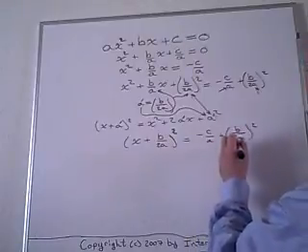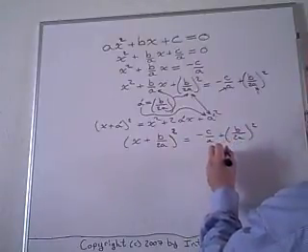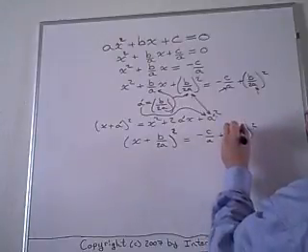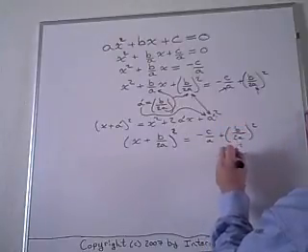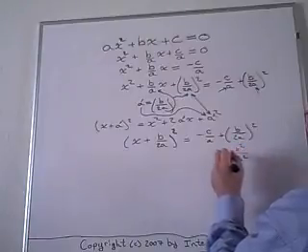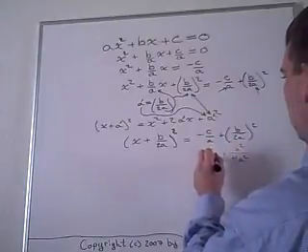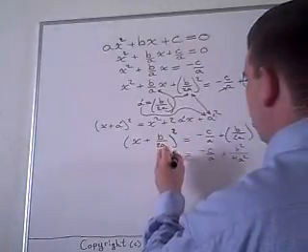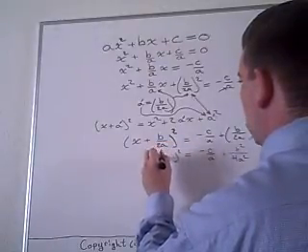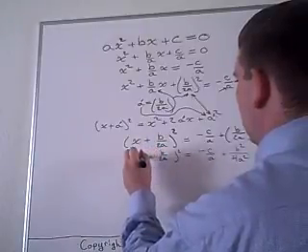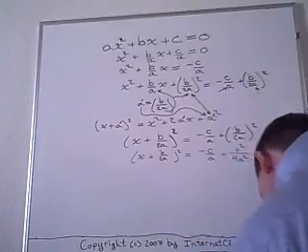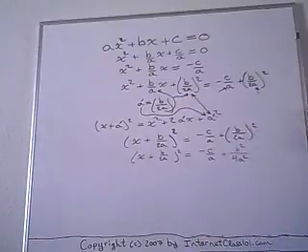Well, what is b over 2a squared? That's just b squared over 4a squared, right? And I'll rewrite this side for completeness' sake. Okay? Now, I want to get this in a form that's easy to work with.